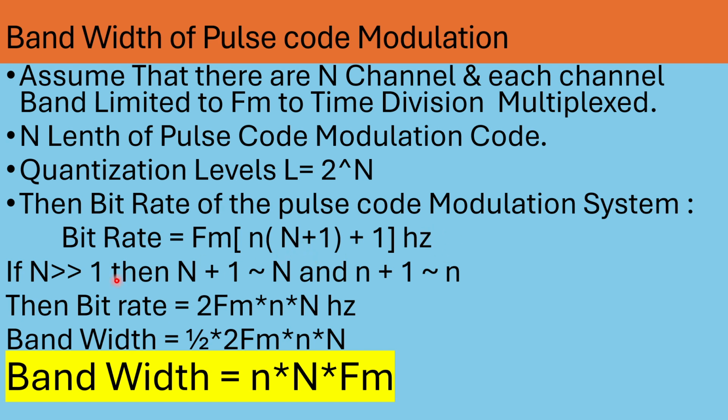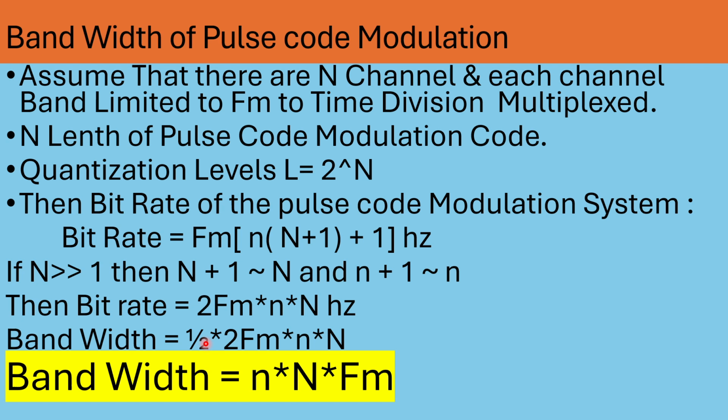If the number of bits increases, it will be approximately N plus 1, where capital N is the number of bits, and small n plus 1 is approximately the number of channels. Then the bit rate formula will be, with one here and one here, bit rate equals fM times capital N times small n, in hertz.